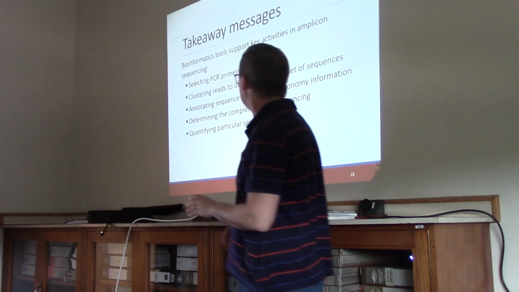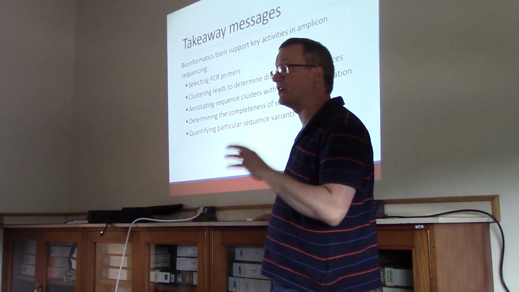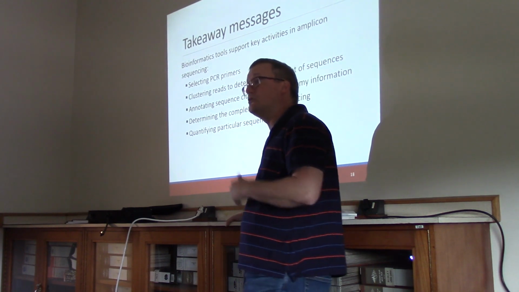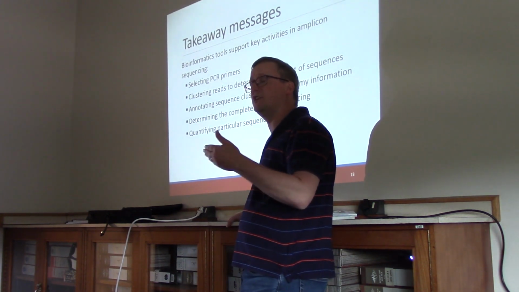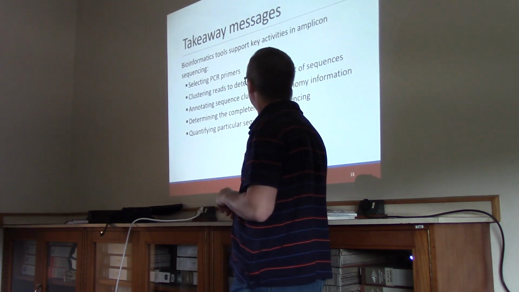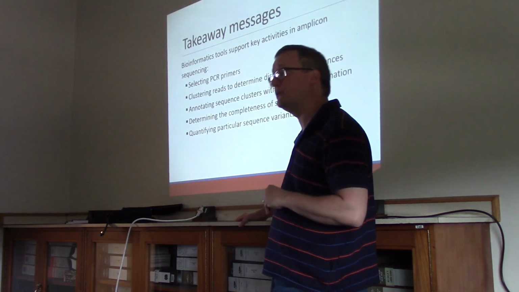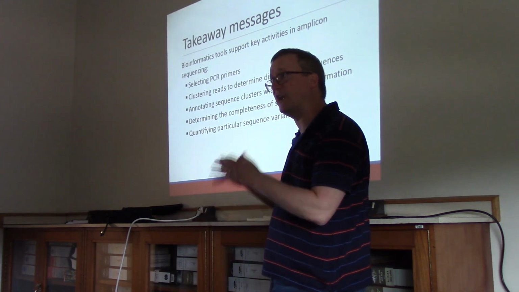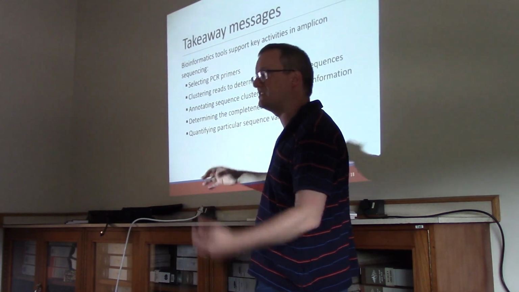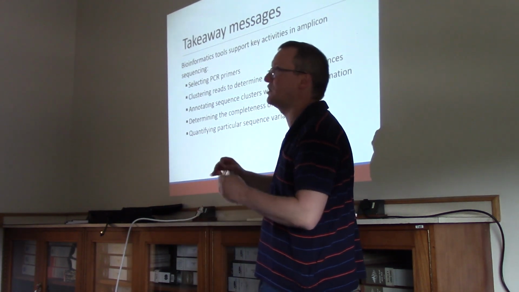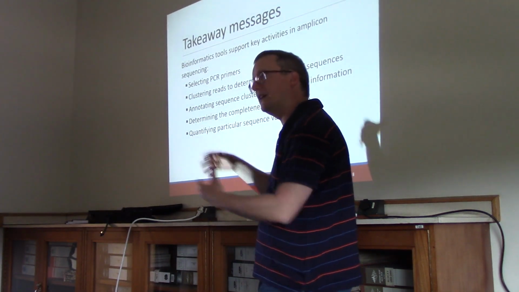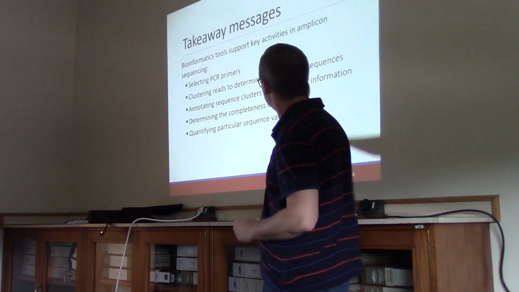So quite a few takeaway messages. Bioinformatics tools support a lot of key activities when we're dealing with amplicon sequencing. You should have some sort of tool that's ensuring that the primers you select are not incompatible with each other. You should use clustering of reads to group together those that have very, very similar sequences. And generally, we're going to expect that sequences within 3% dissimilarity of each other, 97% similarity, come together to be an OTU.